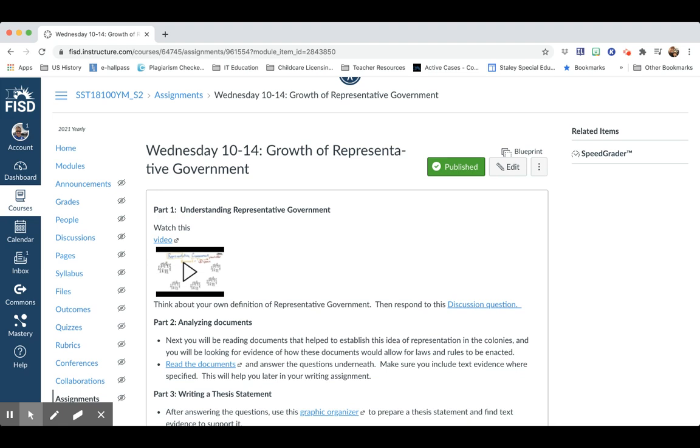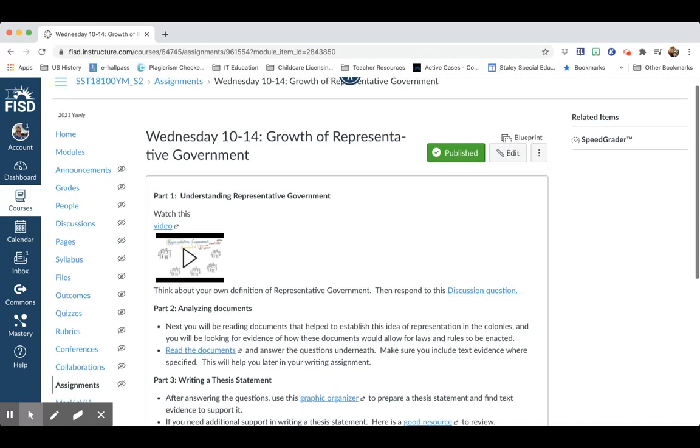All right, so what we're going to be doing today is looking at the growth of representative government in the 13 colonies. If you remember back to yesterday, we looked at how these were the roots of representative government. So how did government develop in these 13 colonies? Remember that we were looking at the very beginning of it, the early 1600s when colonies start to develop here in the United States.